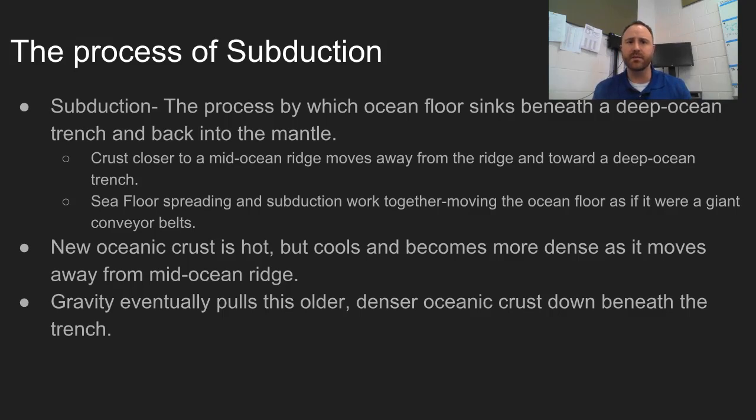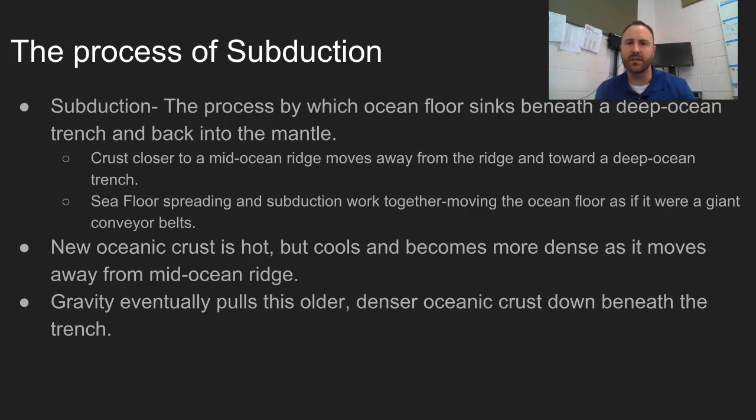The process by which ocean floor sinks beneath a deep ocean trench and back into the mantle is called subduction. So that crust getting pushed down, that is subduction. The crust that is closer to the mid-ocean ridge moves away from the ridge towards a deep ocean trench. So it's that conveyor belt idea. It comes up, it moves, and then it gets shoved down in a process called subduction.